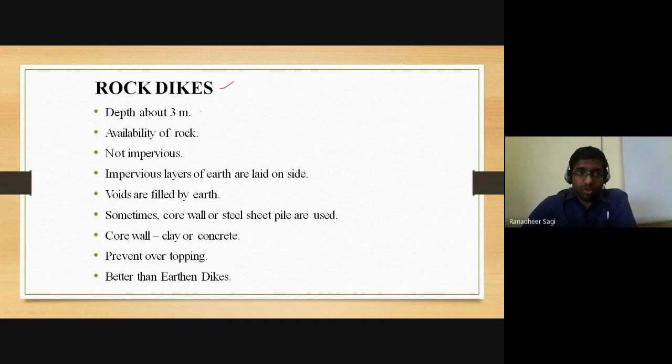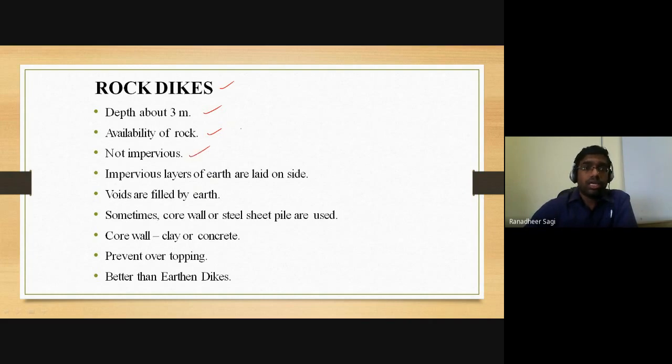So you can provide these rock dikes to a height of about 3 meters. This rock dike type of Cofferdam construction can be constructed up to a height of 3 meters above your ground surface. And it also depends on the availability of rock there.